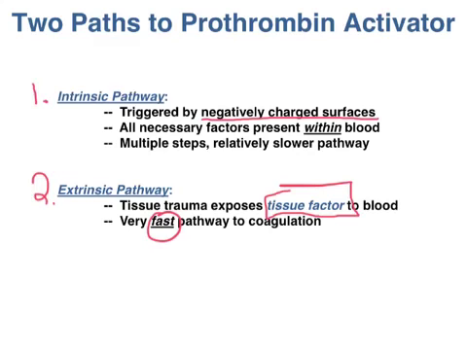Tissue factor is found on the surface of cells that lie outside of the blood vessel, like muscle cells. So normally the blood is not exposed to tissue factor, but when you have extensive damage to a blood vessel, the blood with its clotting factors is exposed to cells that have tissue factor on their surface, and this triggers a very rapid pathway to coagulation.